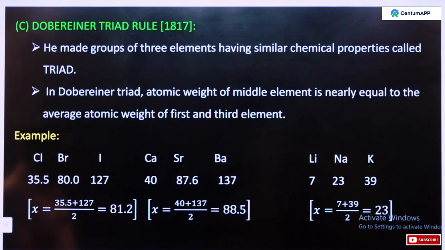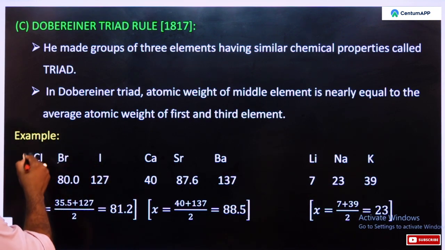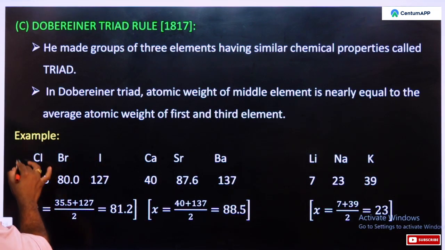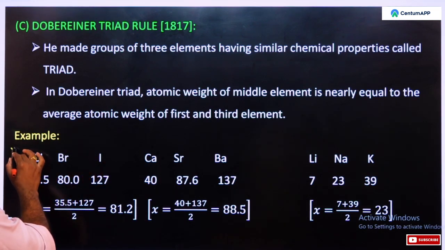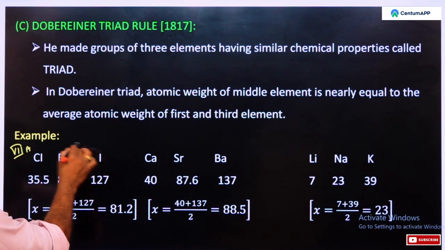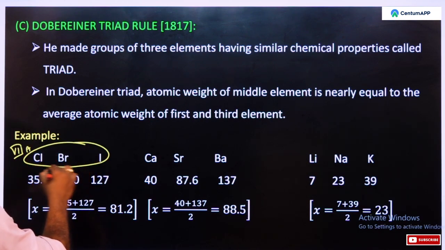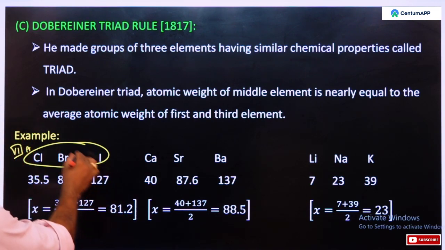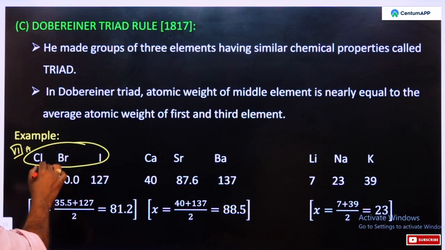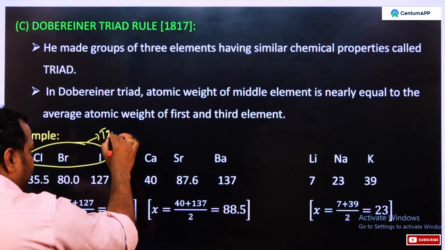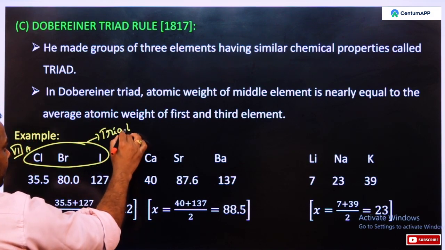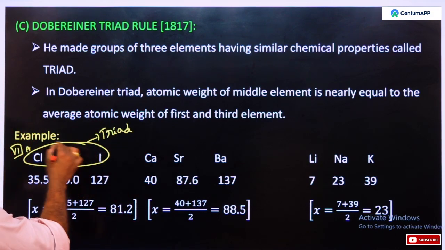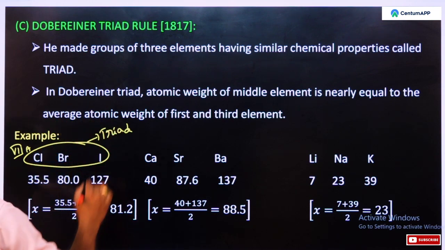Observe carefully here. Dobereiner triad: triad means three elements. One, two, three, a group of three elements. This is the seventh A group elements. A group of three elements having similar chemical properties is called a triad.